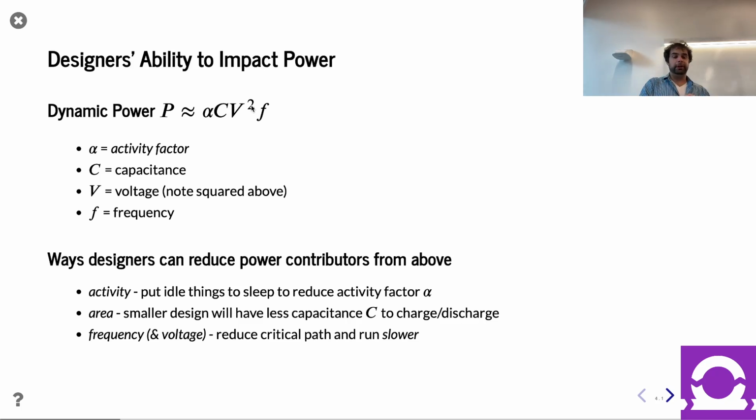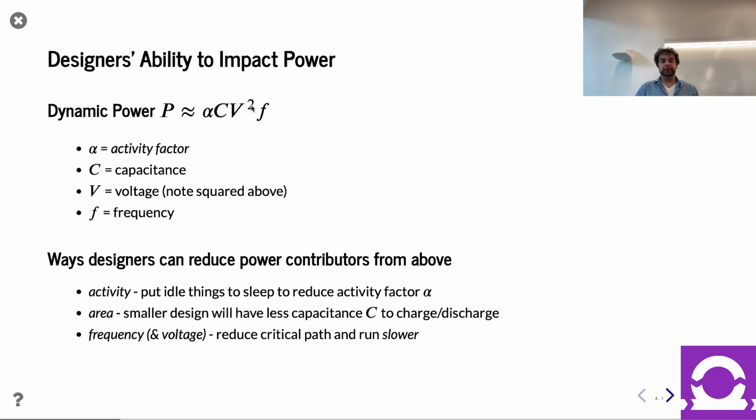Okay, so let's talk about what we can do as actual designers. How can we intervene here as architects or hardware designers? So number 1, activity. If we can reduce this toggling activity, we'll come back to this one a few times in today's lecture, we can save power, right? And we can also be very deliberate and put things to sleep. If you're not switching, you're not going to burn as much power. Guess what? Make the design smaller, less area. That's going to reduce our capacitance, right? That's less to charge and discharge.